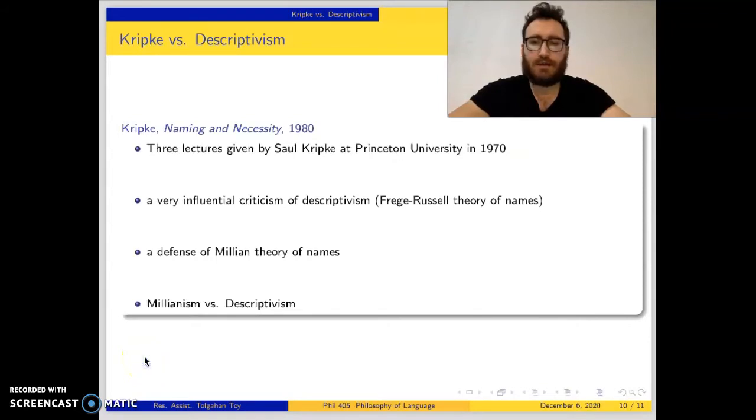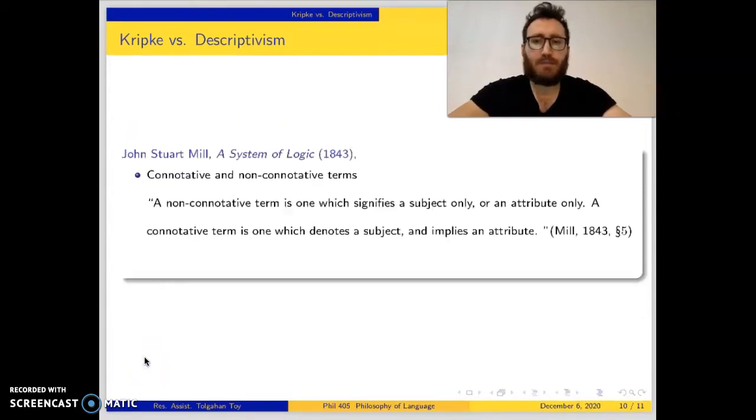Let's start with the Millian theory of names. It originally goes back to John Stuart Mill's 1843 book, A System of Logic. According to Mill, there are 2 kinds of terms. These are connotative terms and non-connotative terms. A non-connotative term is one which signifies a subject only or an attribute only.